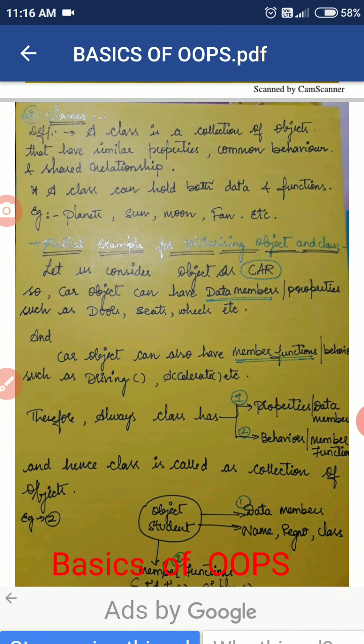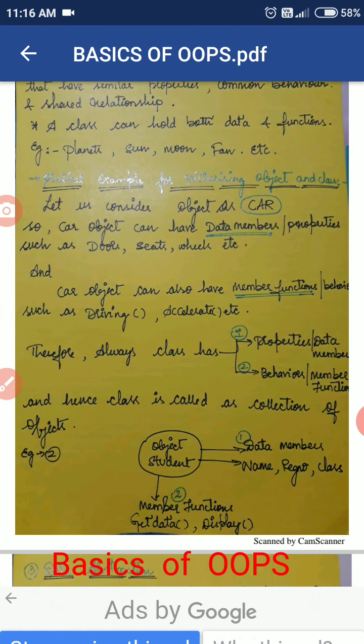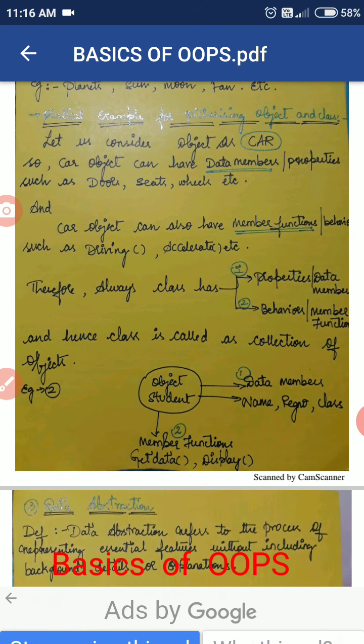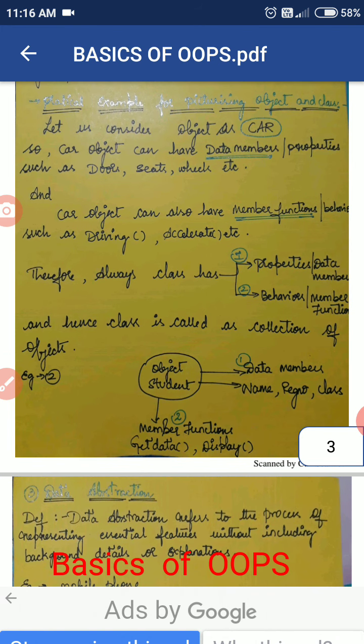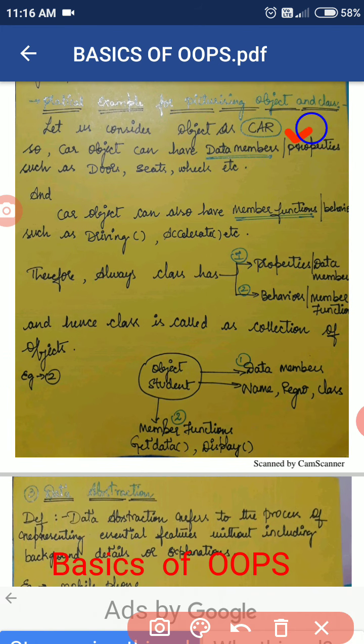So properties in the sense data members, behaviors in the sense member functions. We'll understand this class and the data and object by using some examples. I'll take the example of a car. So I am using a car object here. A car object usually has, in the OOPS approach, data members such as doors, seats and wheels, and member functions such as driving, accelerator, etc.